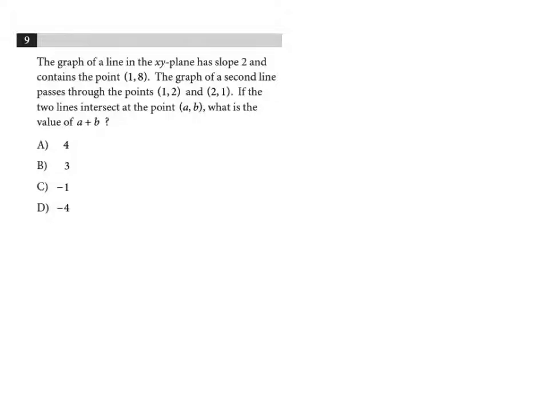The first line has a slope of 2 and contains the point (1, 8). So I'm going to write that in point slope form. So y minus 8 equals 2 times (x minus 1).